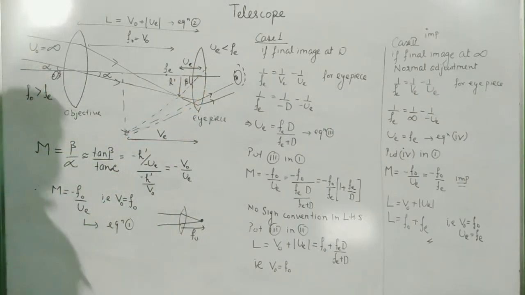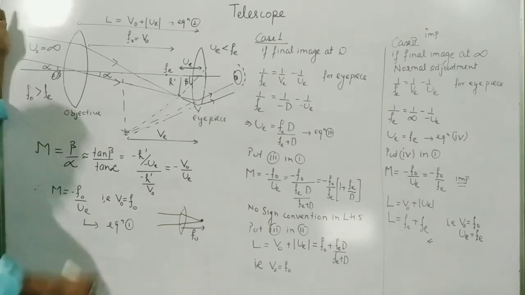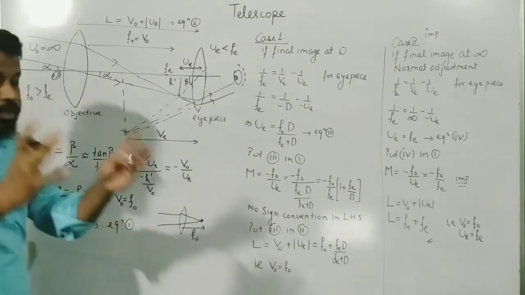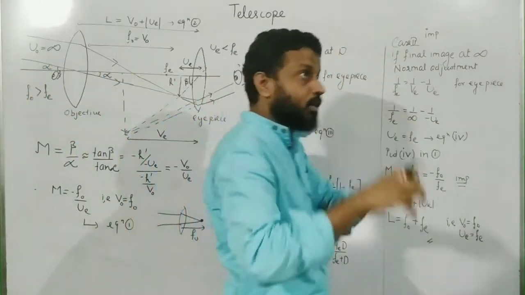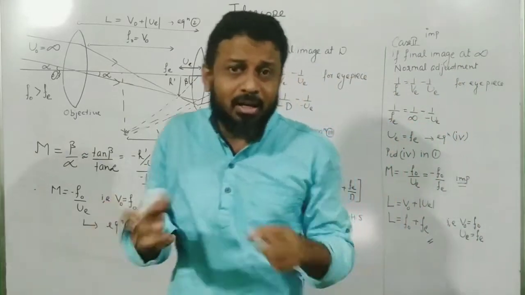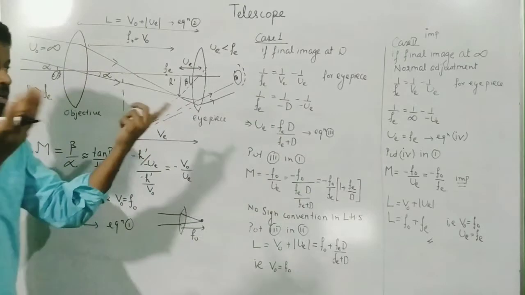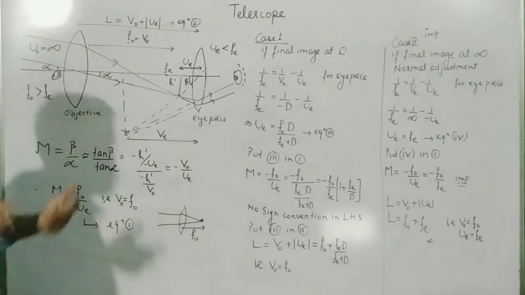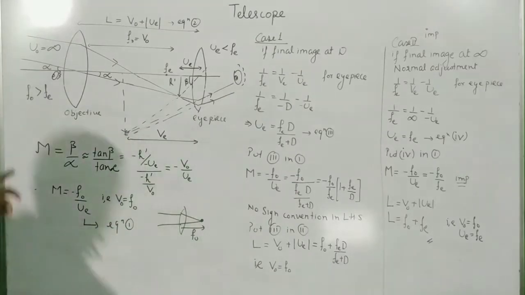An important point to be noted down here is that if the object is erect, the final image which is formed is inverted. So the overall magnification of a telescope is negative. When you see heavenly bodies like the moon, what you see is an inverted image, but it does not matter because it is a circle. Heavenly bodies are all circular, spherical in shape. So if you interchange tail and head, no problem. Now coming back to the derivations.